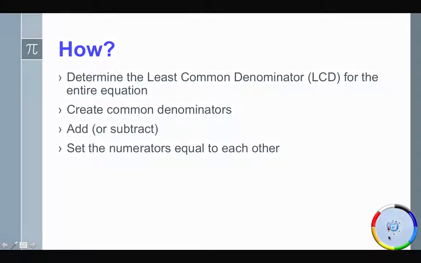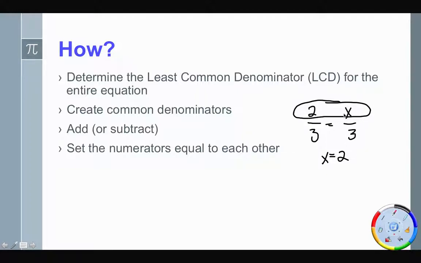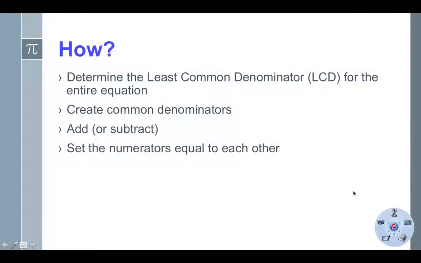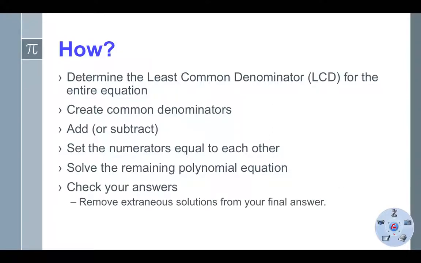And that essentially is because if we were to look at a fraction that looks like this, if I said 2 over 3 is equal to x over 3, these have the same denominators. That means that x has to be 2. That's the only thing that x could be if the denominators are the same. So we're going to use that principle in solving this particular method. Same as before, we're going to solve the remaining polynomial equation and check your answers to remove any extraneous solutions from your final answer.